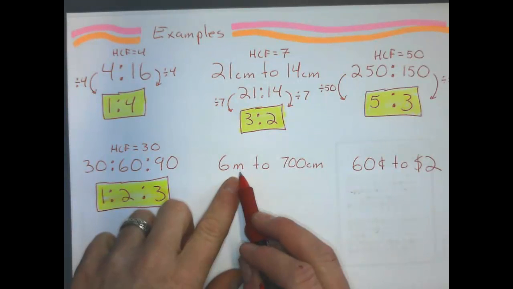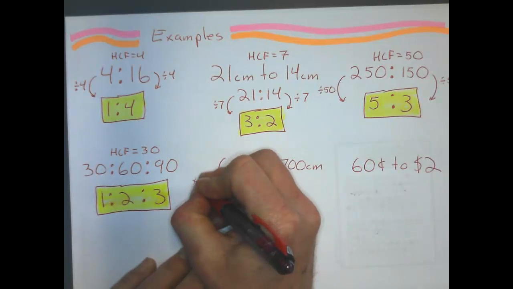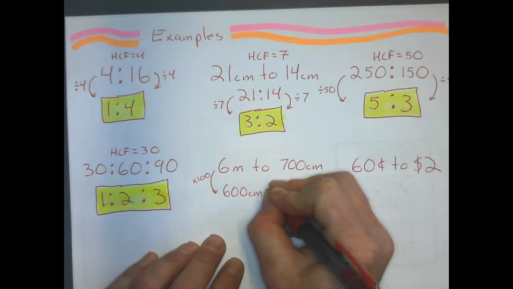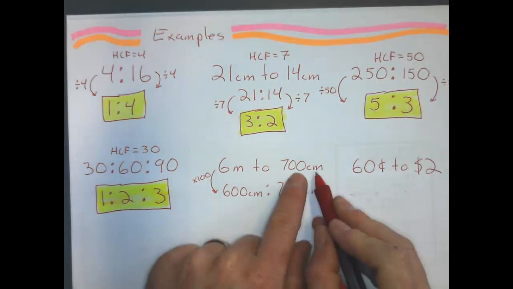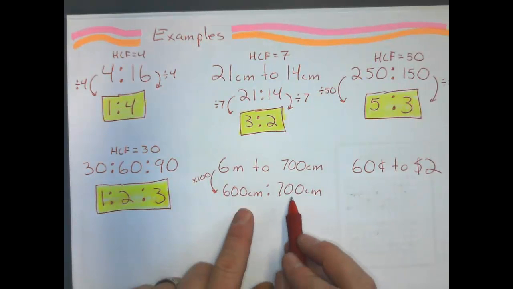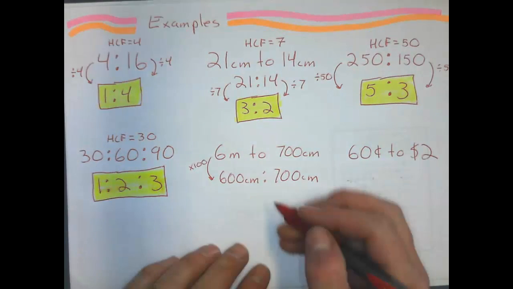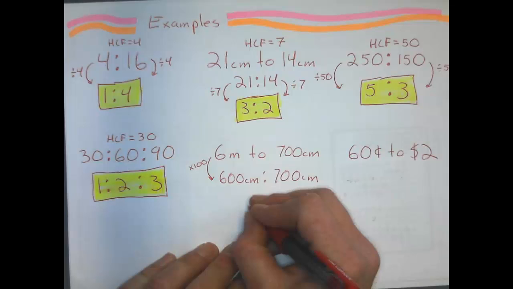6 meters is going to be 600 centimeters to 700 centimeters. I'm not going to multiply that side by 100 because I want it in the same unit. So now, highest common factor is pretty easy to see. I think it's going to be 100. Divide each by 100, and I get 6 to 7.